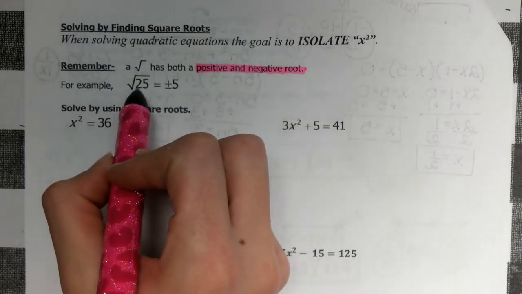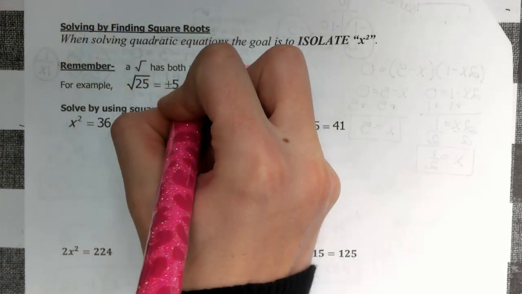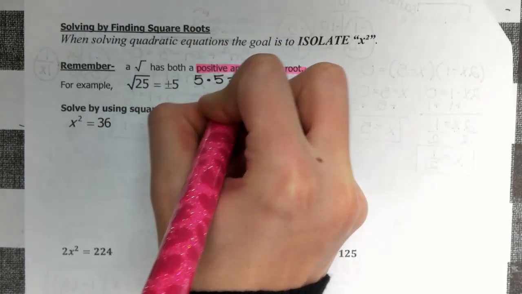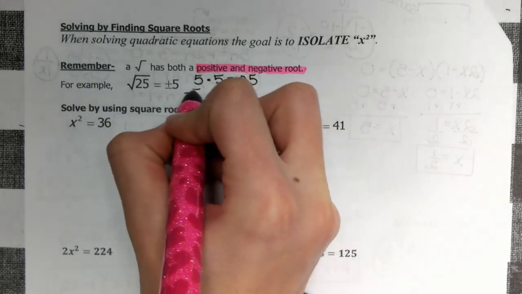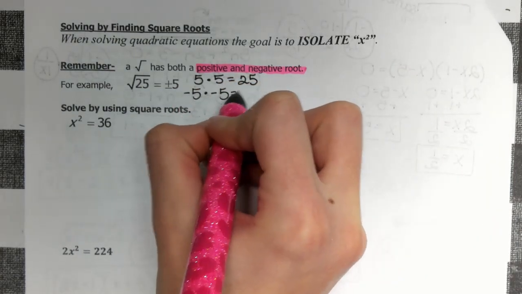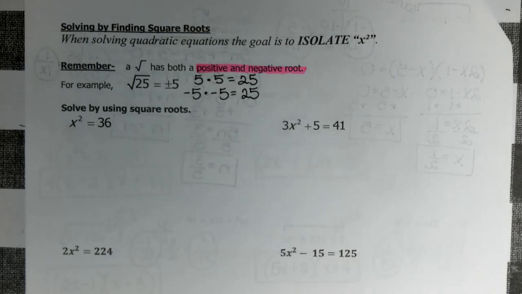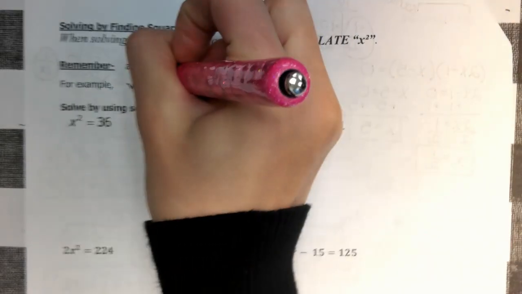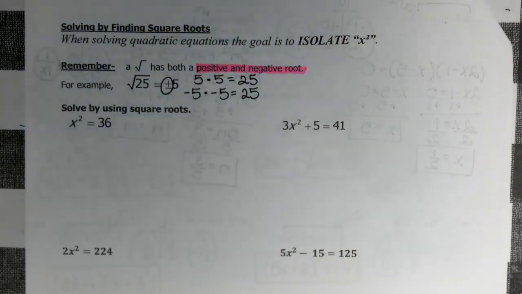Because if I take the square root of 25, 5 times 5 will give me 25. But negative 5 times negative 5 will also give me 25. So your negative multiplication rules is why every time you take the square root, you have to have a plus or minus in front of that number. If you don't, you're missing half your problem. You're missing half the points. Okay? Every time you take a square root, you have to put the plus or minus. Okay?